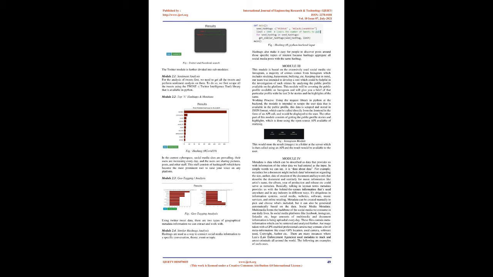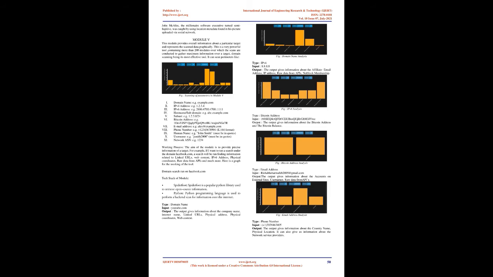Working process: using the request library in Python at the backend, the module is intended to scrape the user data that is available in the public profile. This data is scraped and stored in JSON format, which can be called directly from the front end in the form of an API call, and would be displayed to the user.